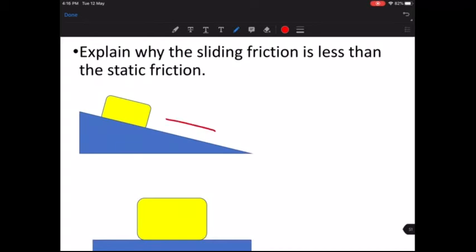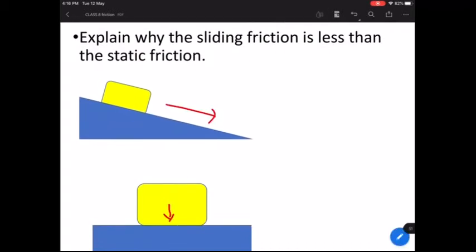So in the first case, the body is sliding. In the second case, the body is just at rest here. So which is having more friction? Static friction has more friction, because there are irregularities in the case of static friction. The irregularities are there, which will have more time for interlocking.